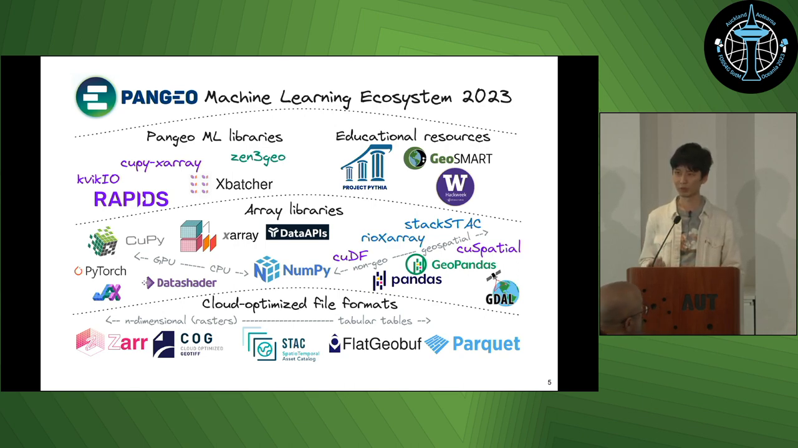So for example, cuSpatial has a GPU-based point-in-polygon algorithm that can run pretty much an order of magnitude faster than standard CPU-based point-in-polygon operations. And those are for vector data. And then for raster data, there's rioxarray, stackstac, if you're looking at STAC catalogs.